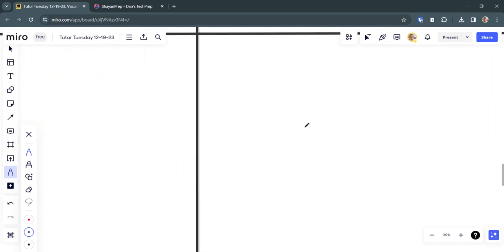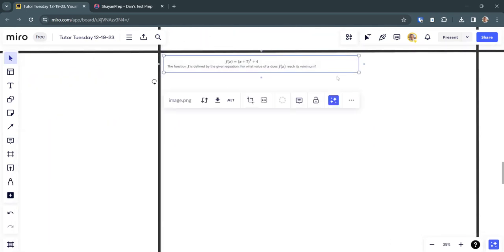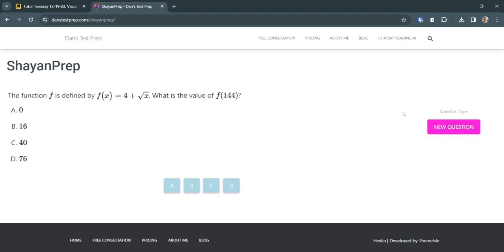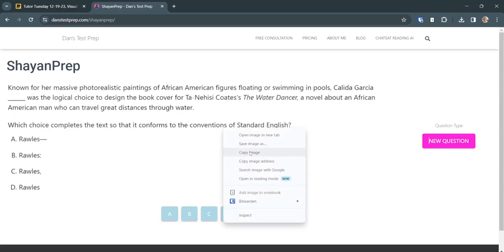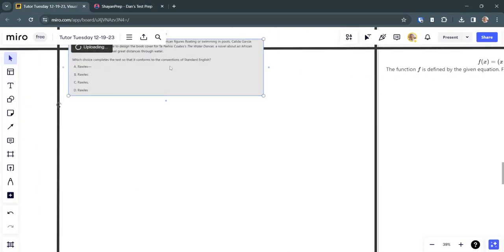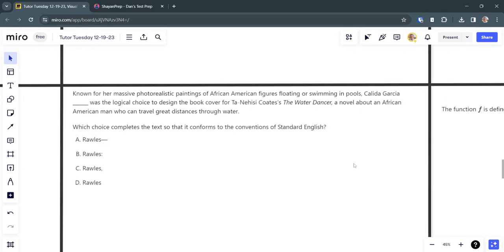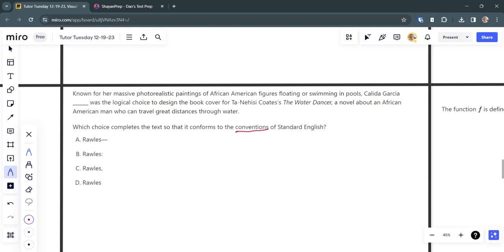I'll save this one over here because I kind of like this one. Let's find a reading question first. All right. This one's interesting. This is a reading question that deals with the conventions of standard English. SAT loves to ask these types of questions. It's the same word, but we're going to have to figure out the punctuation that goes behind it. So really, let's take a look at this sentence.